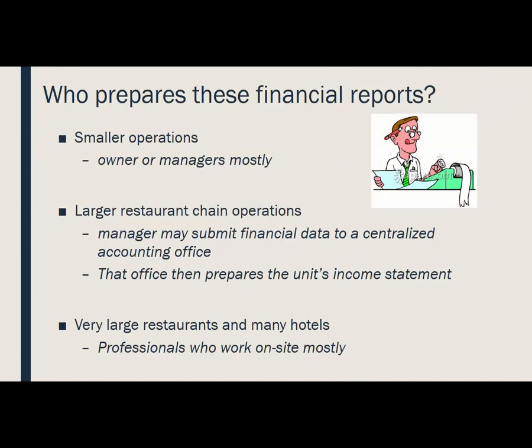So who prepares these financial reports? So it really depends on the type of operation. So a smaller operation, you're going to see an owner or managers. So that would be really your independent operation that's not too big. The second you get to a larger restaurant chain, you may have a centralized accounting office. So you may have one corporate office where financial data is taken from your point of sale system, your POS, and sent off to the accounting office. And then they prepare that unit's income statement or all the units' income statements.